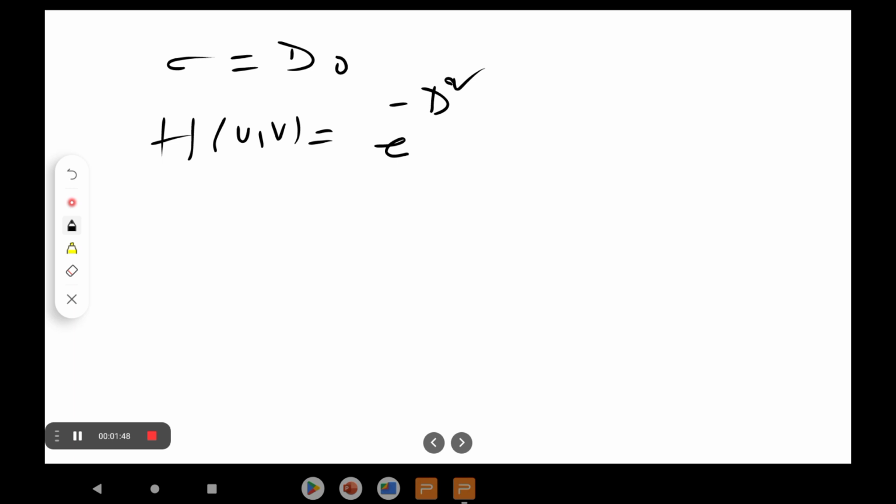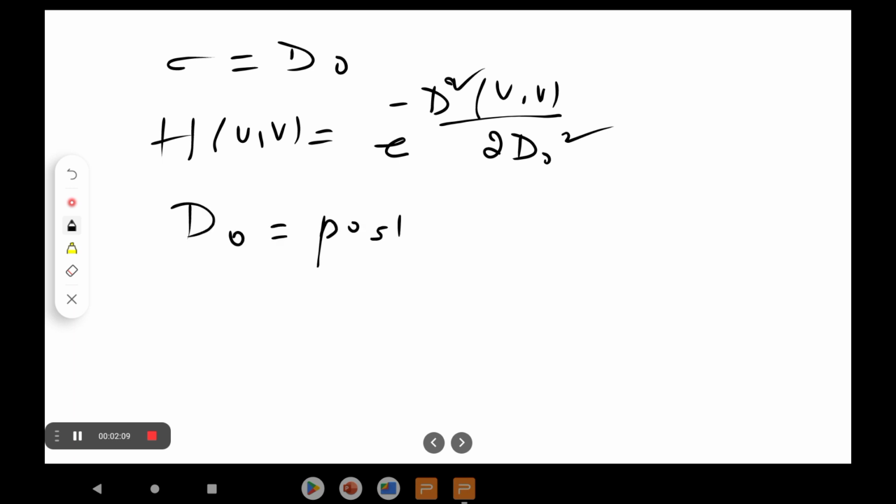center of the rectangle. Moreover, if sigma is the spread about the center, suppose you are taking sigma equal to D naught, the transfer function of the Gaussian low pass filter can be represented as H of u comma v equal to e power minus D square of u comma v by 2 D naught square, where D naught is nothing but some positive constant.